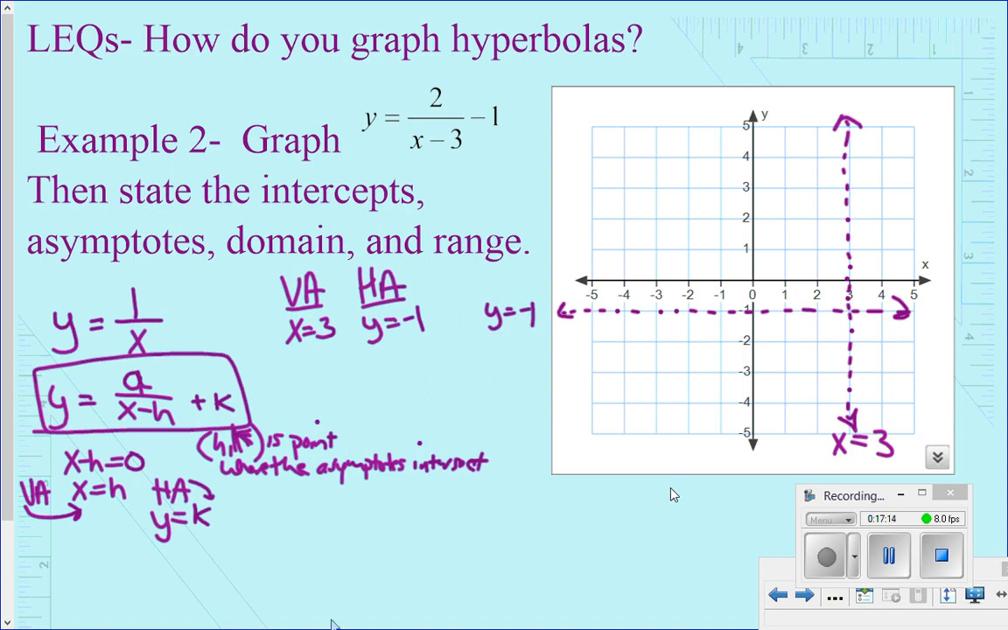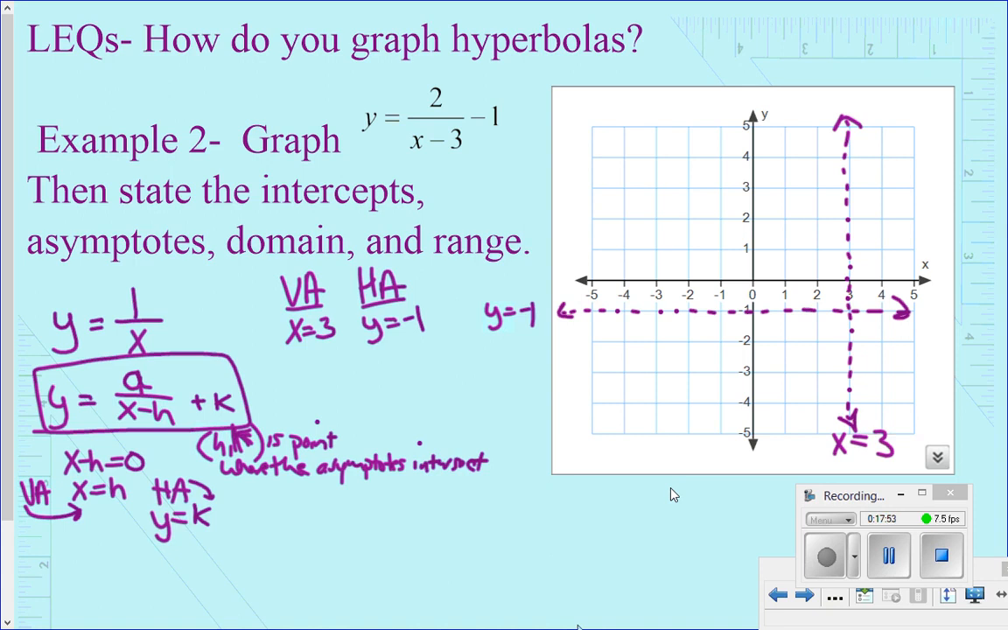All right, now we have our kind of like framework. So we know that the a value is 2, which means that the graph's going to be slightly vertically stretched, but it is a positive orientation. So again, if I think back to the last graph we did, I know that I'm going to have a curve here in this upper right section and in this lower left section. If the a value would happen to be negative, it's generally placed in the other two sections, but here it's going to be in the upper right and lower left, because it's a positive 2.